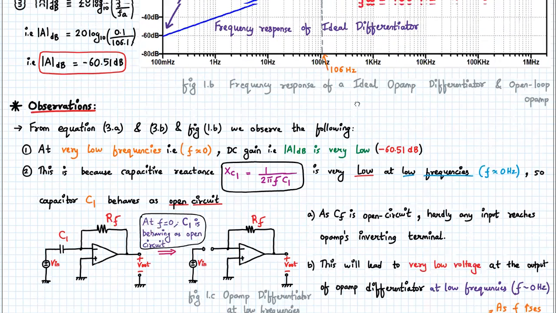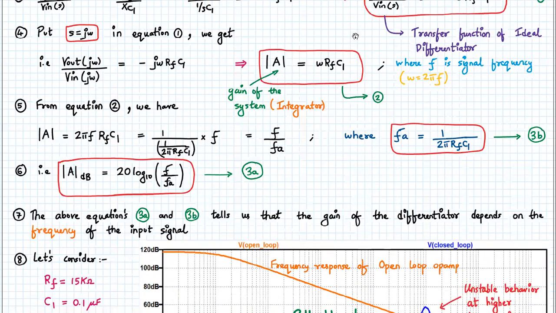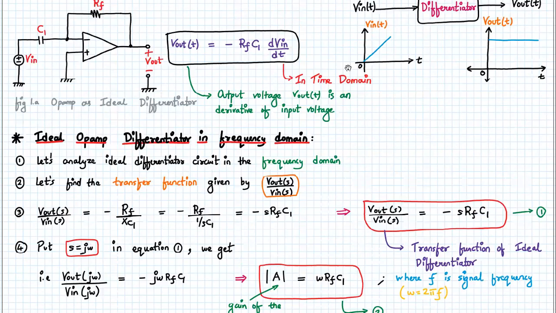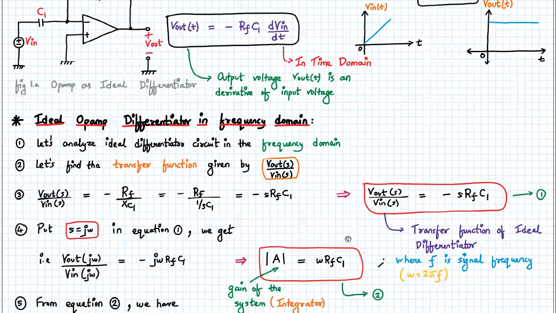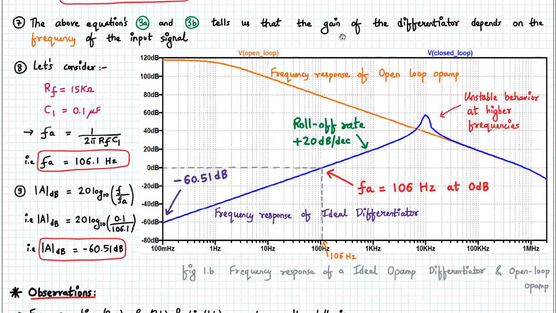So in this lecture, we have discussed how to derive the transfer function for the ideal differentiator circuit. Then we have seen the frequency response curve of the ideal differentiator, and we have verified that in LTspice also. And we have commented on the observations from this frequency response and the few drawbacks which are there. So that's it for this lecture.